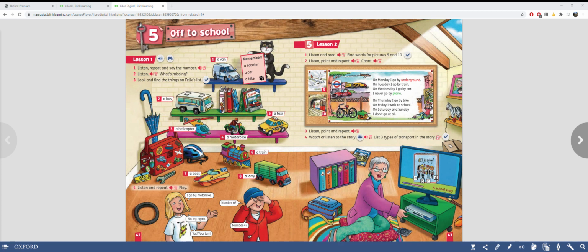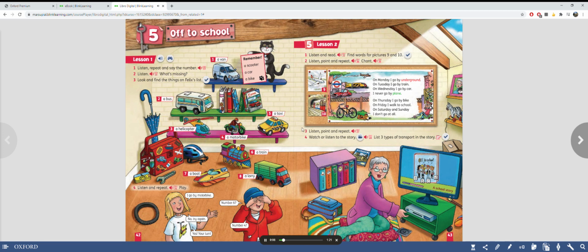Excellent. So we have this. Each of them have a number. Very good. So let's listen to this and say what is missing. So let's do this. Listening 23. Listen. What's missing?